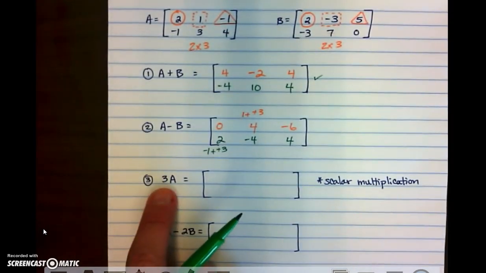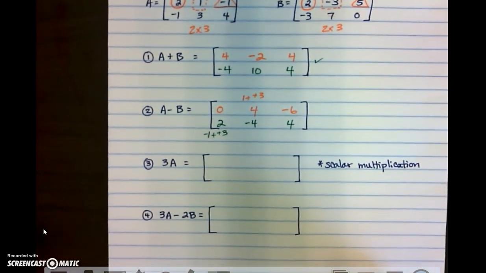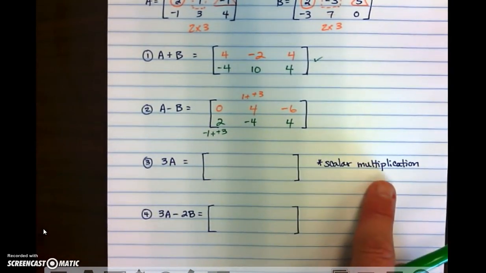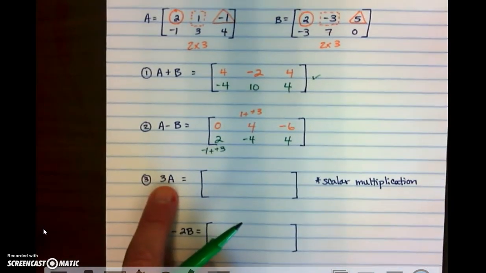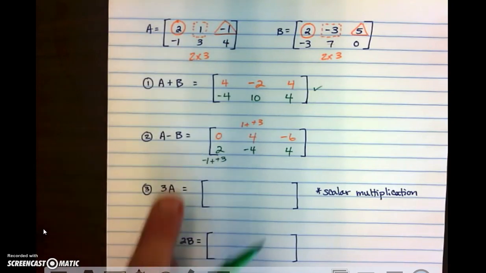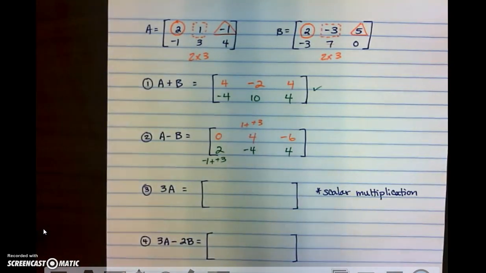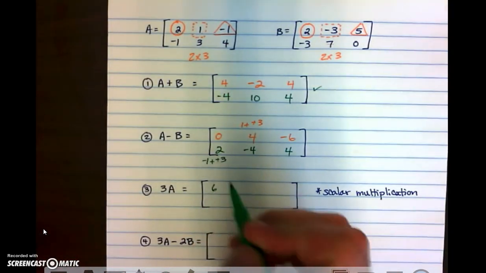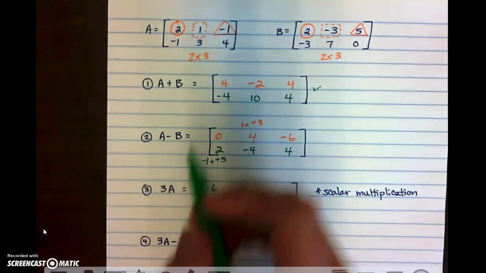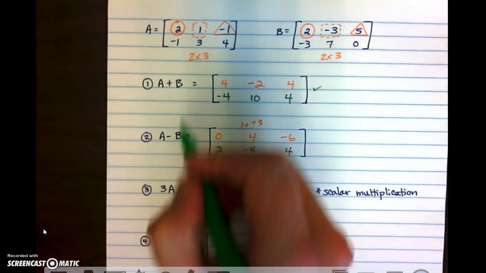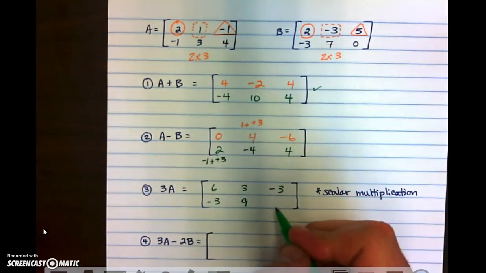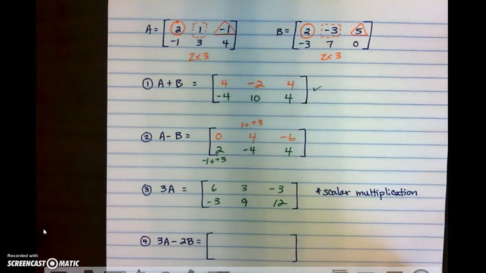We can take a matrix and multiply it by what's called a scalar, which simply means you're going to multiply by a number. We call this scalar multiplication. When it says 3A, all I'm going to do is take every number in matrix A and multiply it by 3. So 3 times 2 is 6, 3 times 1 is 3, 3 times negative 1 is negative 3, 3 times negative 1 is negative 3, 3 times 3 is 9, 3 times 4 is 12. Okay, and that's called scalar multiplication.